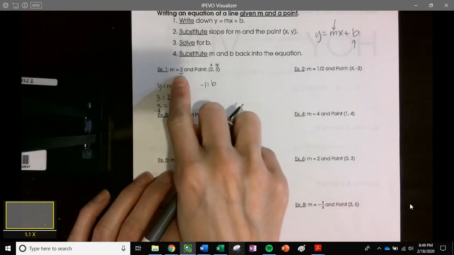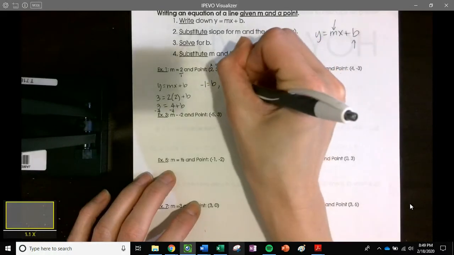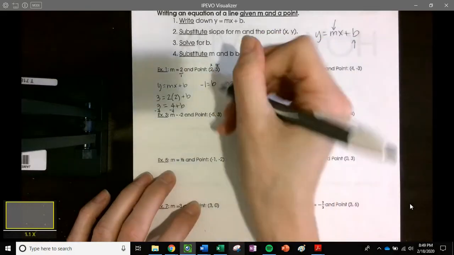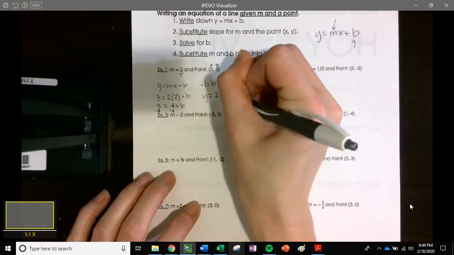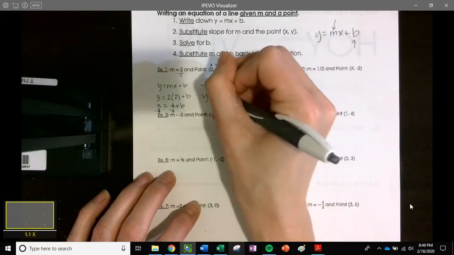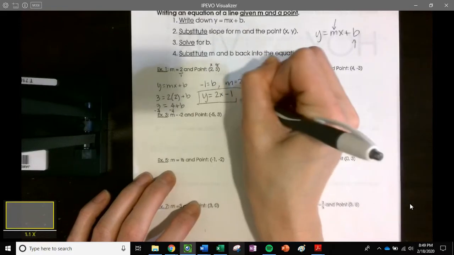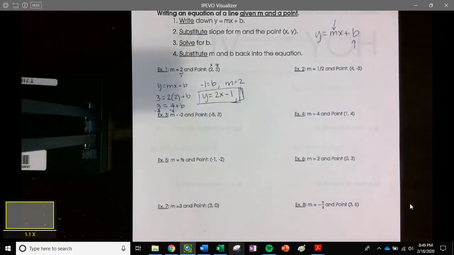And I know, because I'm given, my slope is 2. And now I'm going to rewrite this equation. y equals the m value of 2, the x variable, and -1 for my b. And that is my answer. Okay? Let's try a couple more.